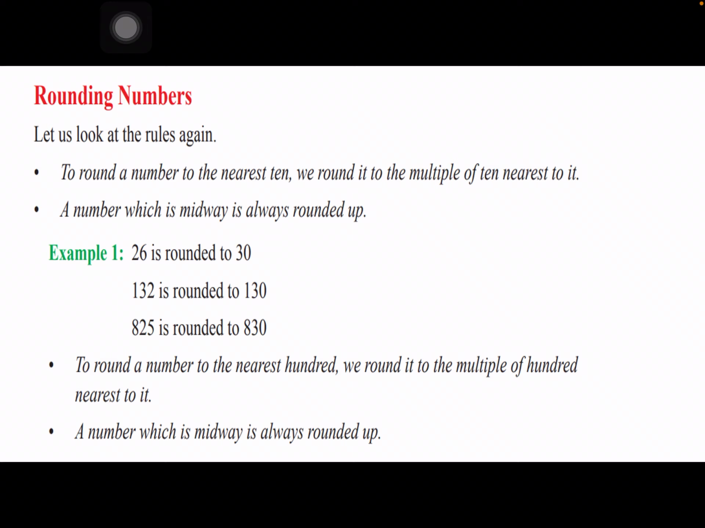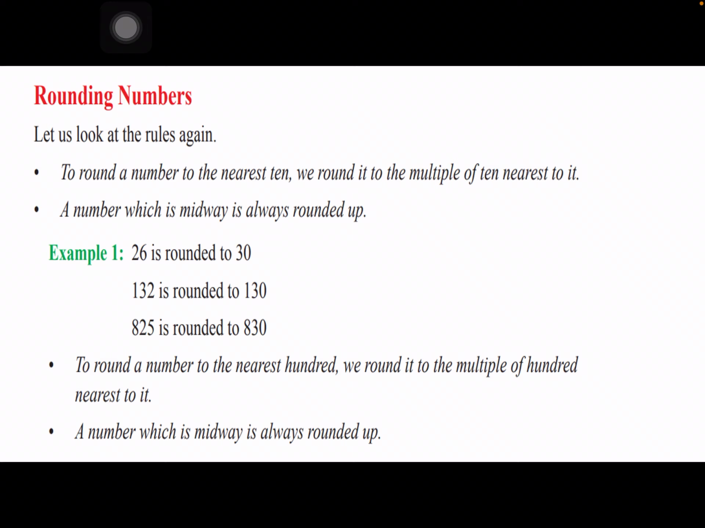Next is 850. It's rounded to 900. 5, your reference number is 5. 990. Now to round a number to the nearest 1,000, we round it to the multiple of 1,000 nearest to it.